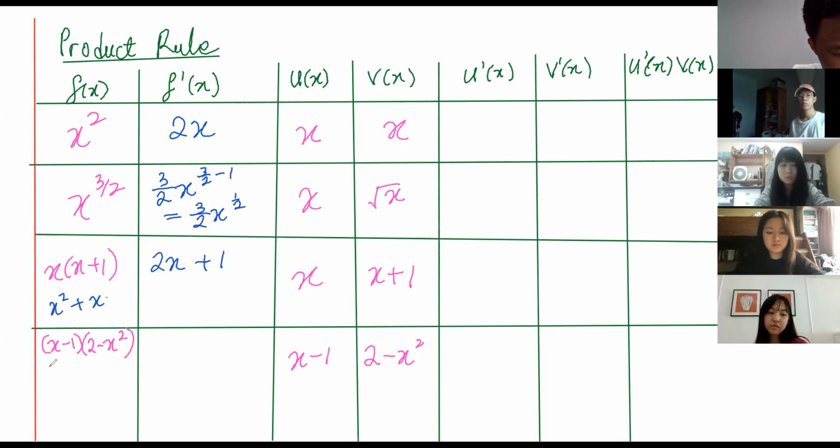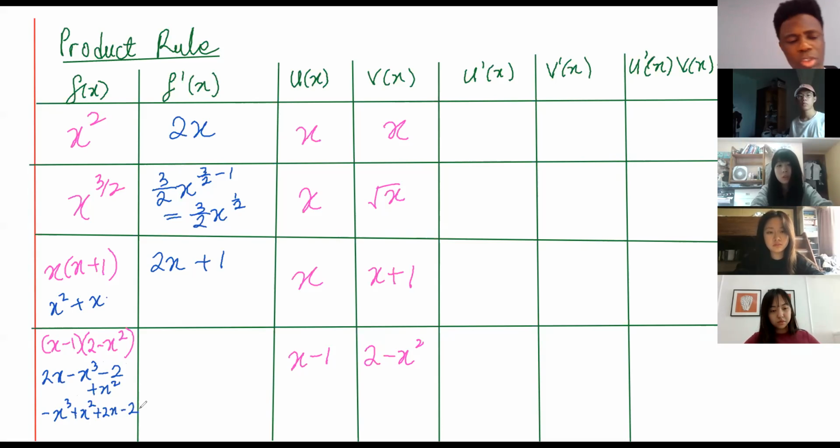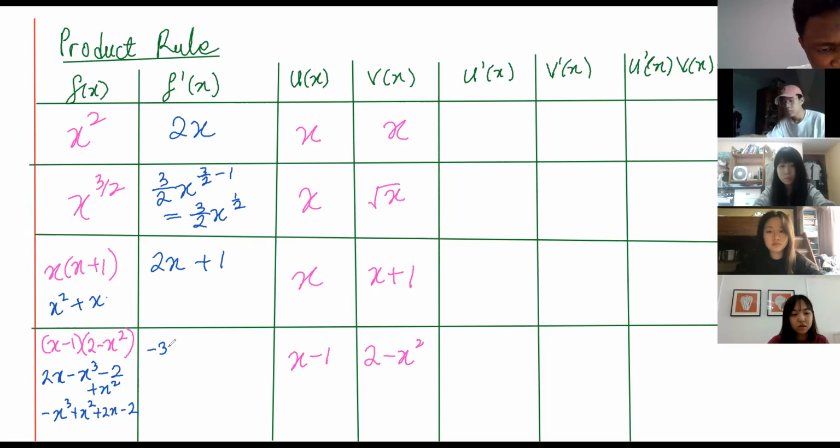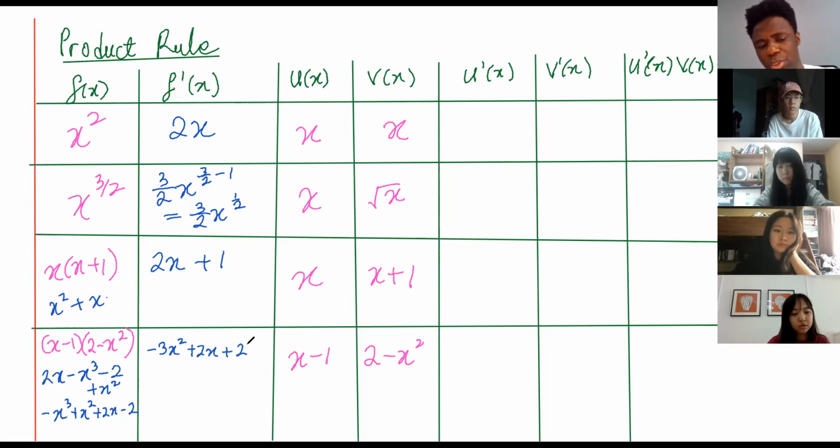For this also, we need to expand the bracket. We have 2x minus x cubed minus 2, then plus x squared. So I arrange in order: minus x cubed plus x squared plus 2x minus 2. So the derivative will be what together? Negative 3 x squared, plus 2x, plus 2, then minus 0, which you don't need to write.